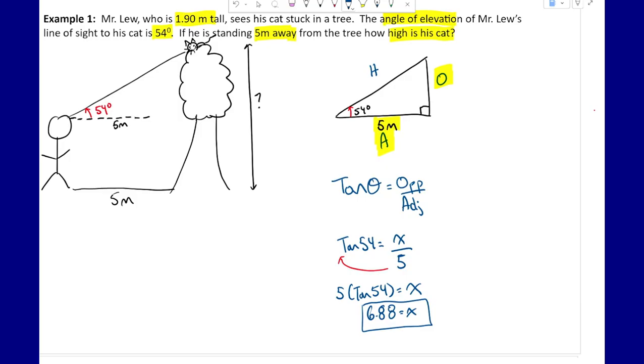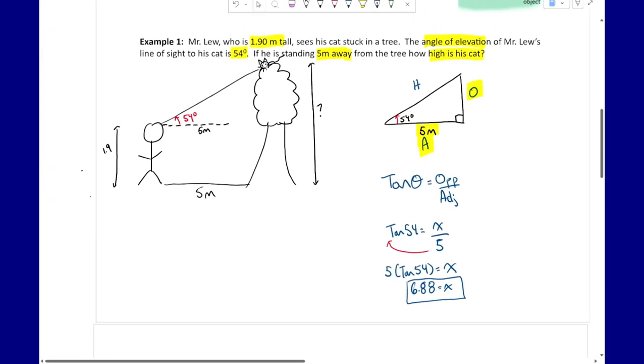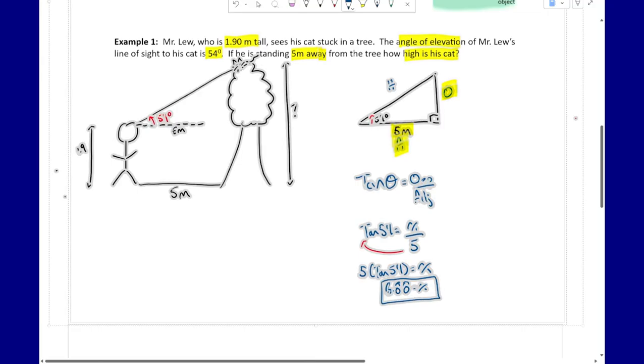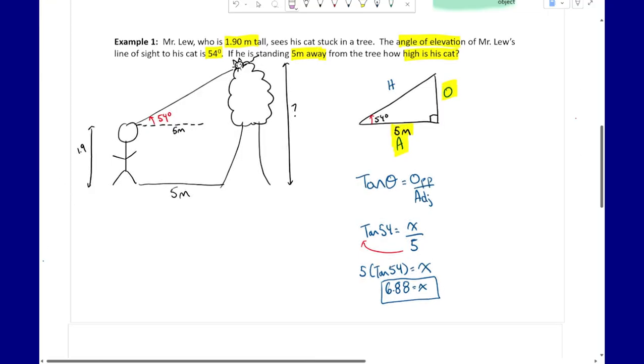Now, is that the height of the tree? Some of you might be inclined to say, yes, that is the height of the tree. It's the vertical part. However, we have to keep in mind that we're looking from my line of sight. And my line of sight isn't at the bottom. My line of sight is not in the air at the ground, it's 1.9 meters above the ground because I'm 1.9 meters tall.